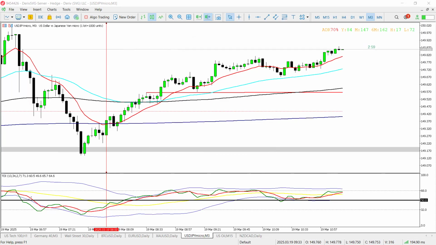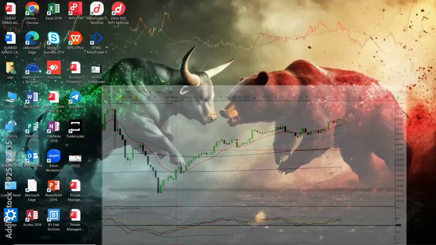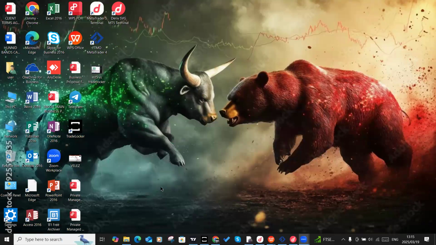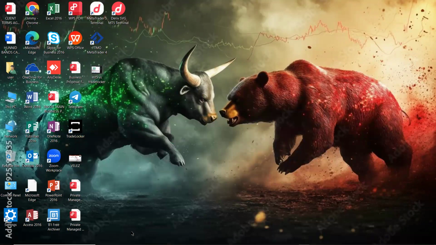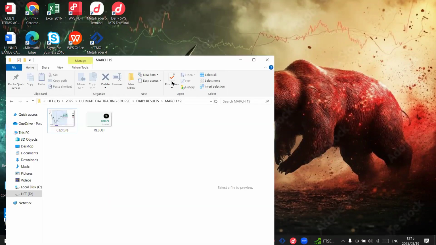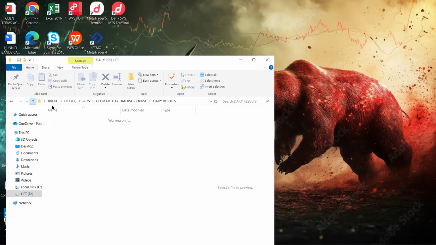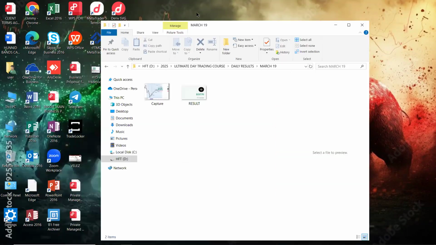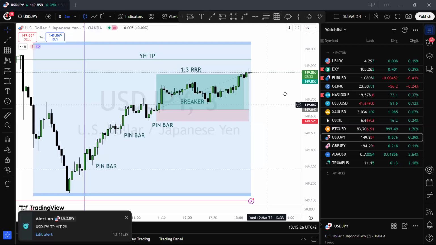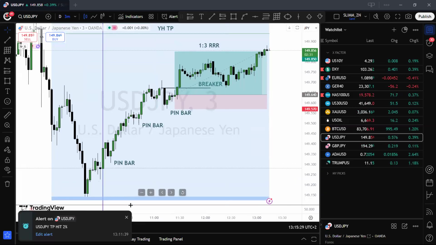So this was my trade. Let me quickly show you guys the actual setup, how it was looking. Okay, before we go to TradingView, let me quickly show you the results. Okay, I just figured out I did not save it here. So let's do this. We're going to come to TradingView. You see, here's the setup. Let me just explain it here. You can see TP hit 2%.